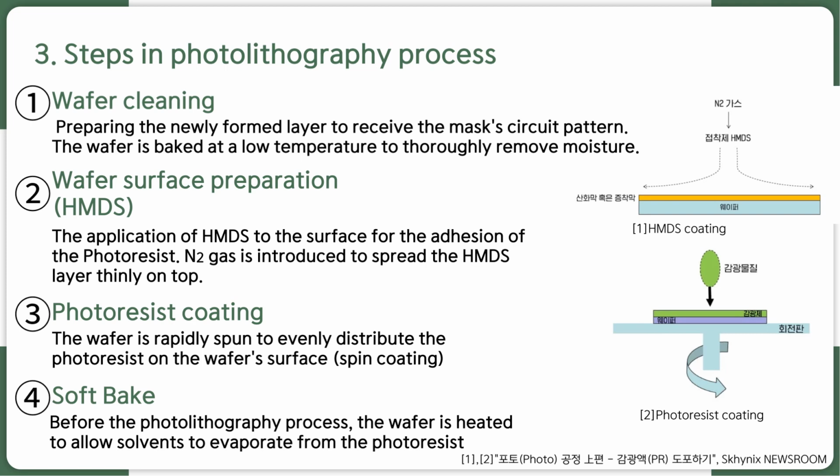The photoresist is evenly applied to the wafer surface through a process called spin coating. The coating thickness varies with the RPM speed. The wafer is heated to allow solvent to evaporate from the photoresist before the photolithography process.